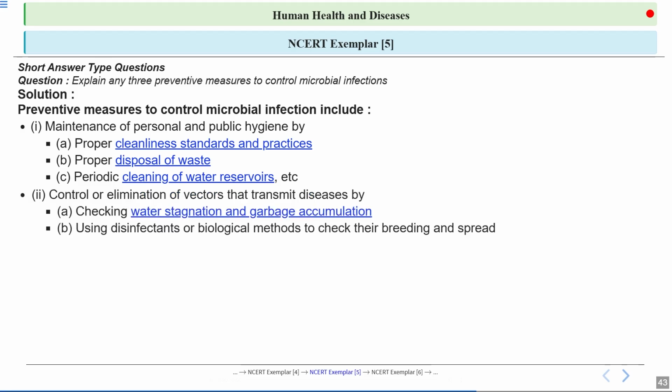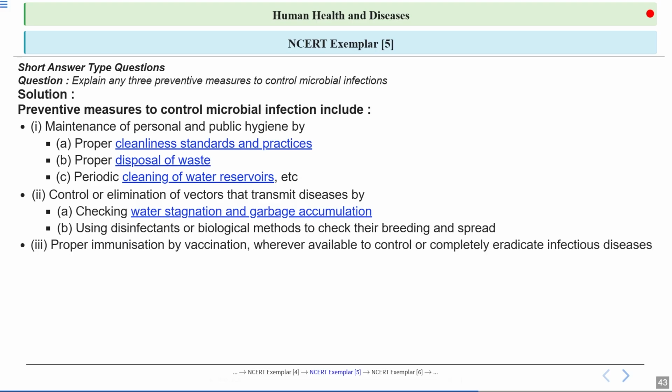Now, second, controlling or eliminating vectors is important. Vectors like mosquitoes and flies can carry microbes from one person to another person. So by preventing water stagnation and using disinfectants or biological control, we can reduce their numbers and stop the spread of disease. Third, proper immunization through vaccination is a powerful tool. Now, vaccines prepare our immune system to fight specific microbes, protecting us and those around us.